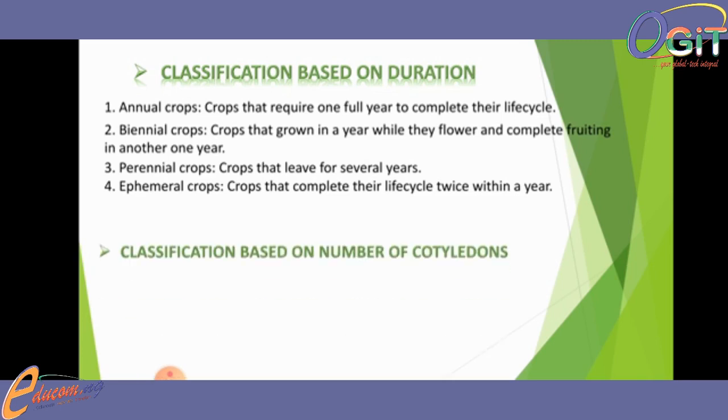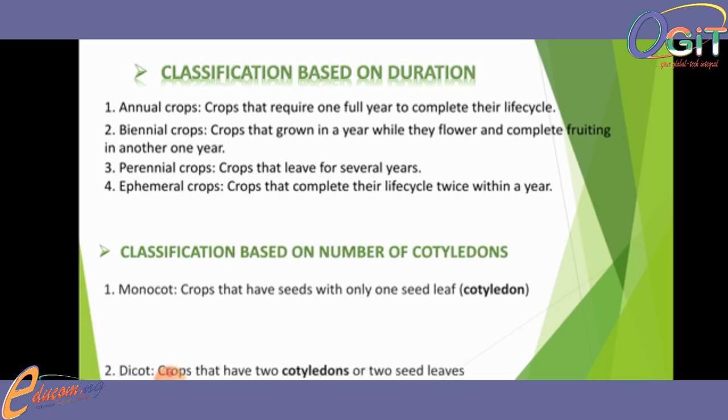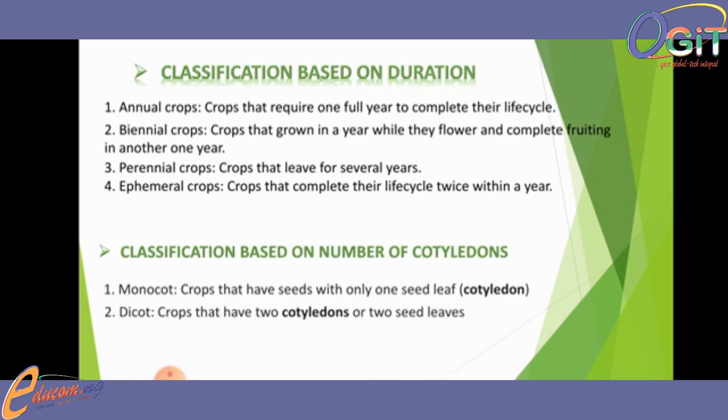Now, classification based on number of cotyledons. We have number 1, monocots. They are the crops that have seed with only 1 seed leaf, cotyledon. Examples are maize and rice. Number 2, we have dicots, which are the crops that have 2 cotyledons or 2 seed leaves. We have beans, among others.